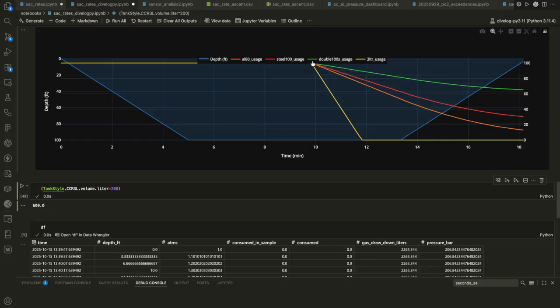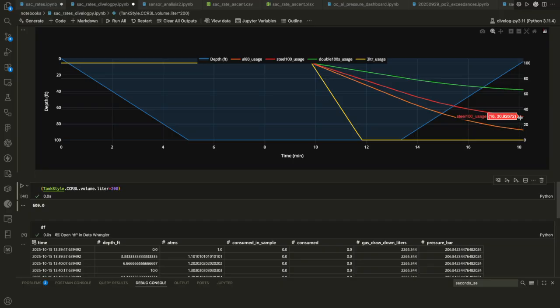Okay, this is the simulation. At the 10-minute mark, I start breathing from my bailout. Imagine my bailout is my 3-liter diluent tank. I'll run out of air with it before I even start heading up. If my bailout were an aluminum 80, then that will take me to the surface just barely. I would end up with about 13% of the tank's fuel capacity.